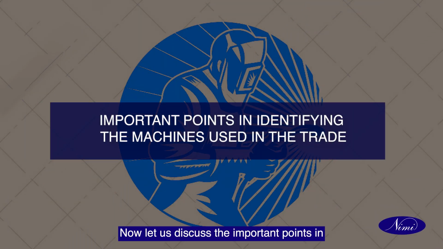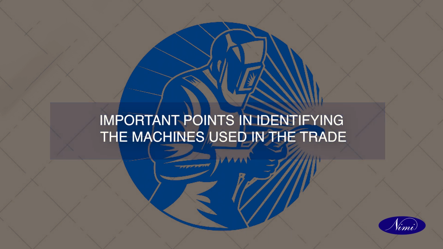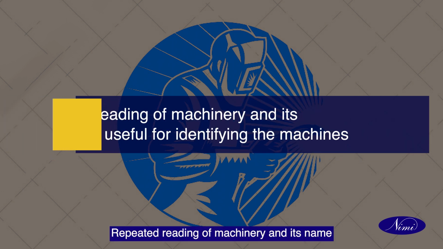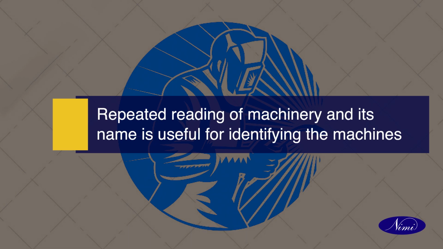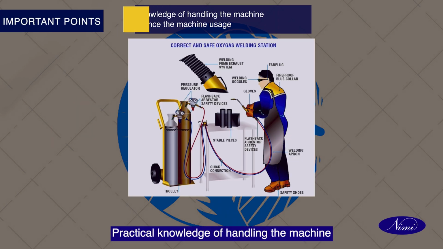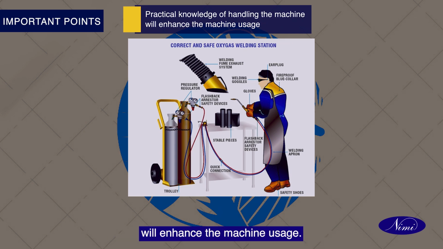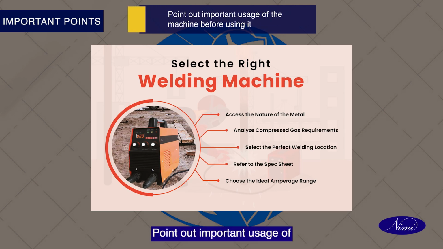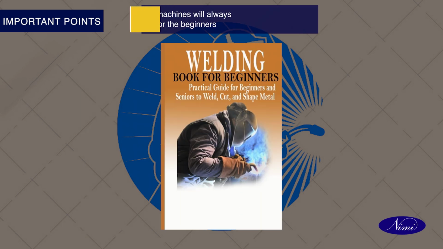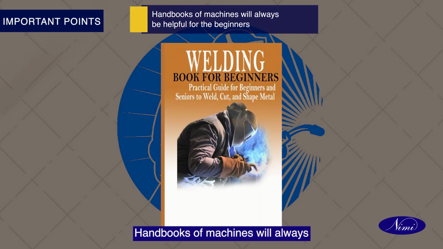Now let us discuss the important points in identifying the machines used in the trade. Repeated reading of machinery and its name is useful for identifying the machines. Practical knowledge of handling the machine will enhance the machine usage. Point out important usage of the machine before using it. Handbooks of machines will always be helpful for the beginners.